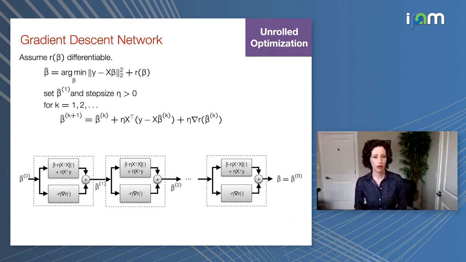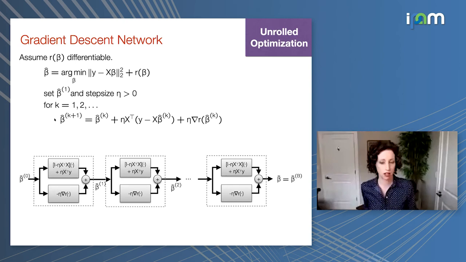So let's imagine for the moment that we knew the regularizer and that it was differentiable. Then I might try to compute an estimate by solving this optimization problem just using simple gradient descent, where my update equations look like this expression here. So I can rewrite this gradient descent process as a block diagram.